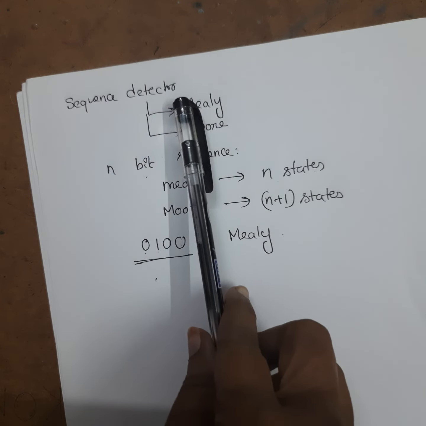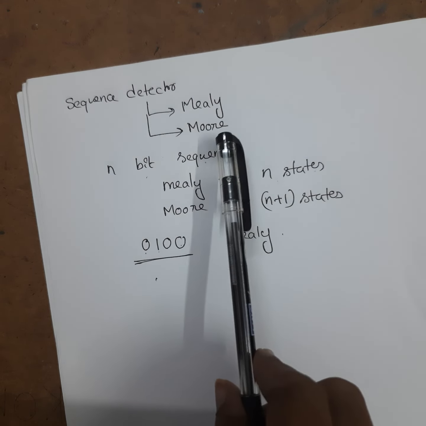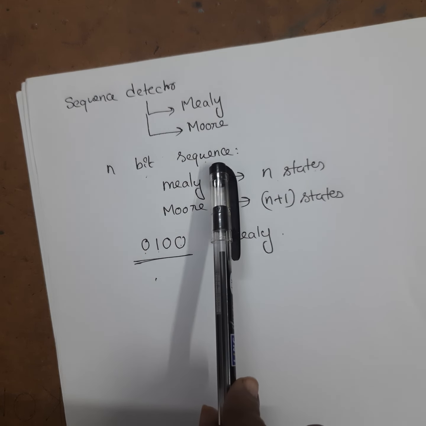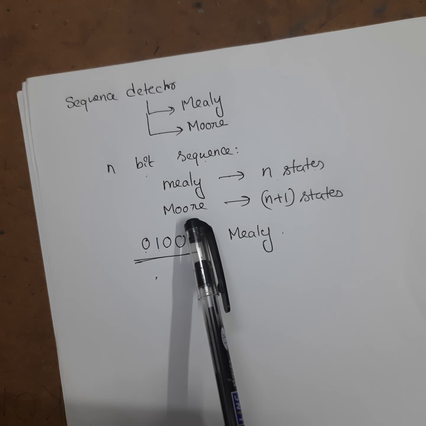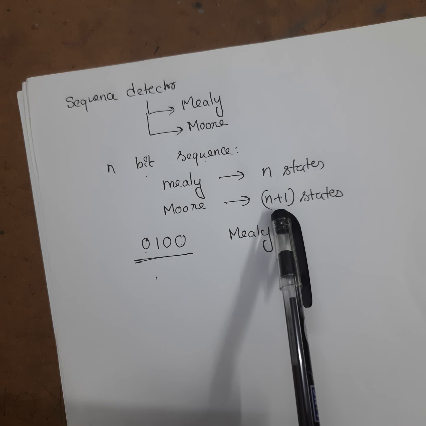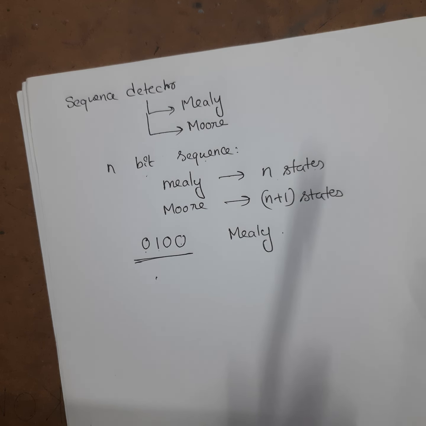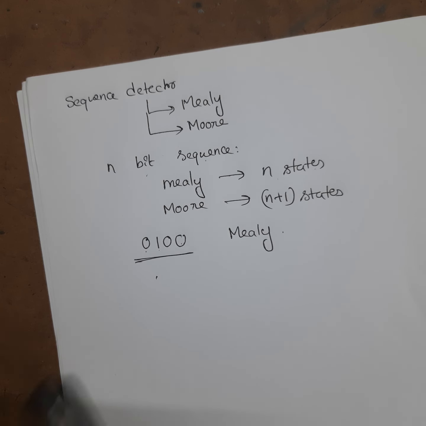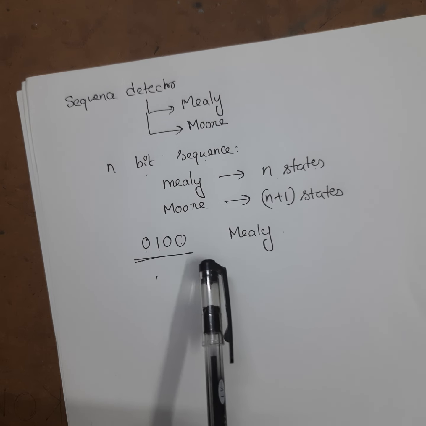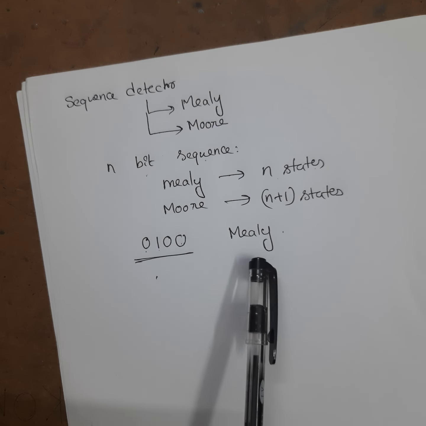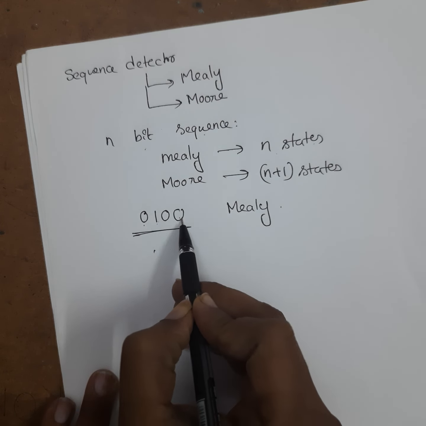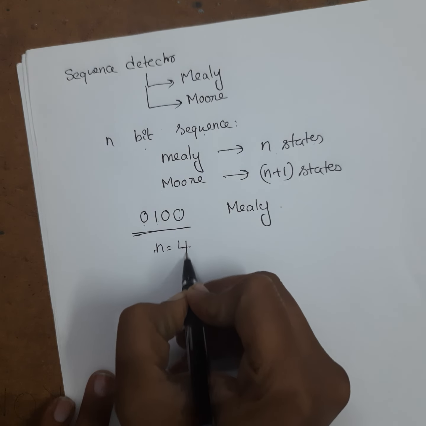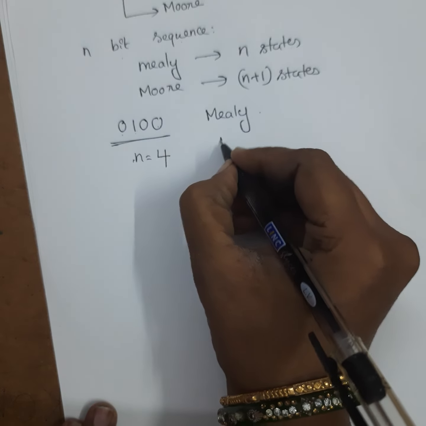Good sequence detector can be implemented with either Mealy or Moore machines. Considering an n-bit sequence, the Mealy machine requires n states. Considering the Moore machine, the sequence detector requires n plus 1 states. Now the problem is like this: draw the state diagram of a sequence detector which detects 0, 1, 0. Here we are considering Mealy. So here n is equal to 1, 2, 3, 4. So n is equal to 4, so we require 4 states.